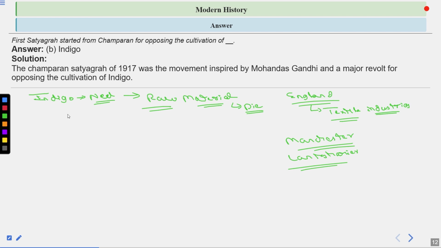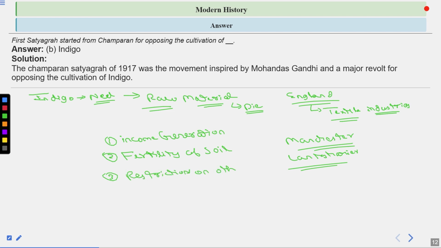Okay, but the problem with the indigo is: first, the income generation, second, the fertility of soil, and third was the restrictions on other crops. So these were the three main reasons why that was the opposing movement.